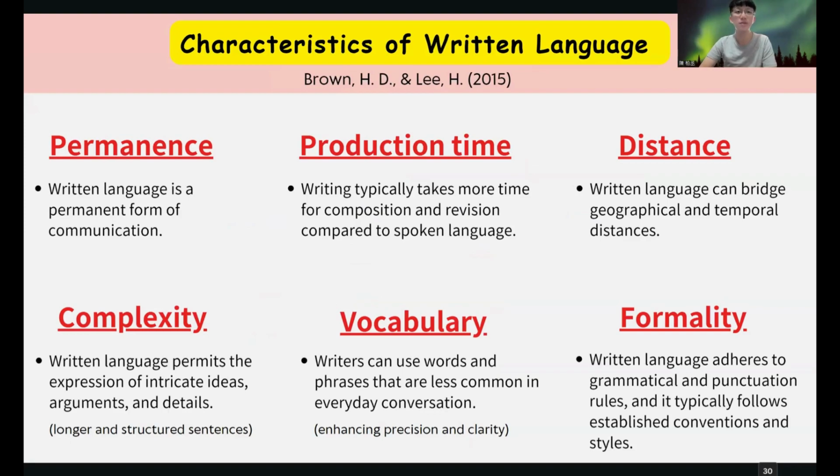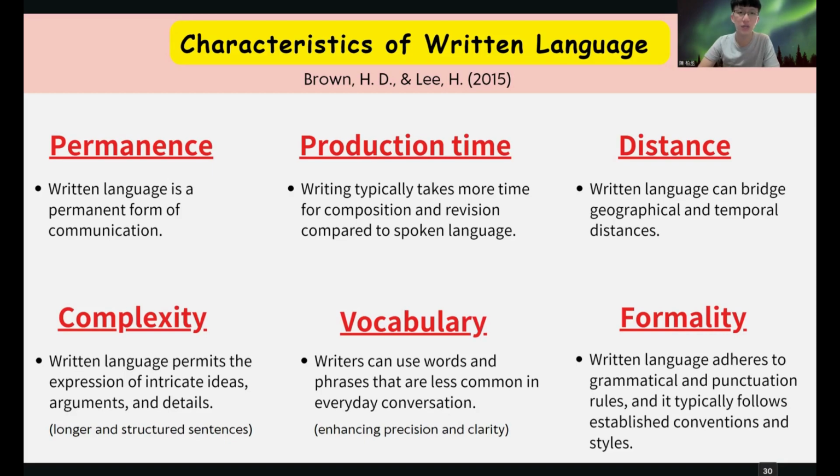So here comes another important part, which is about the characteristics of written language. From Brown and Lee, these two researchers pointed out that there are six types of characteristics. The first one is permanence. It says that written language is a permanent form of communication. It's a record that can pass on and on.